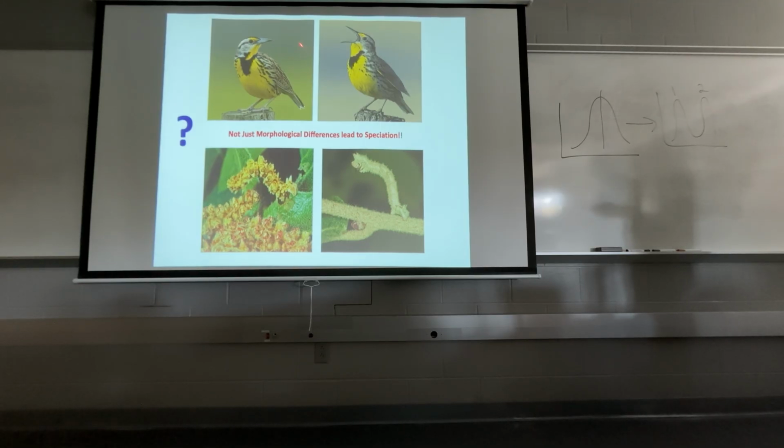So if I took a picture of this bird and took a picture of this bird, I'd be like, I have no idea which one it is until they sing. All right, when they sing, then the eastern song is much different than the western song. And the females of the eastern meadowlark prefer the eastern song, and the western females prefer the western song. So even though they look alike, their behavior and their song isolates them reproductively.